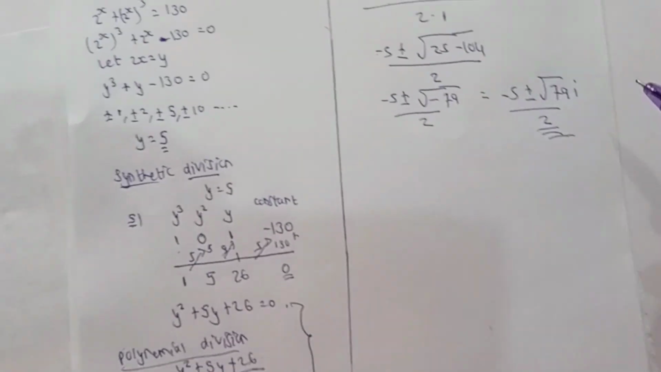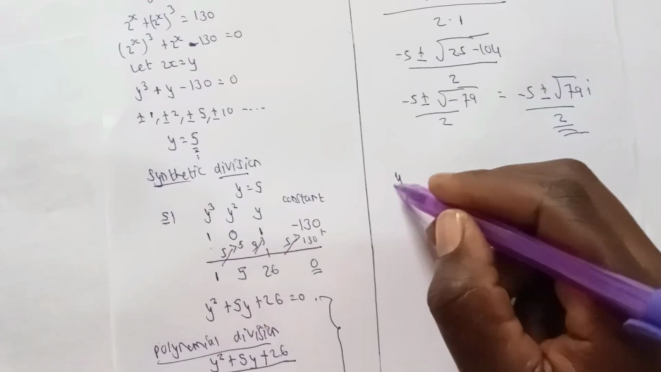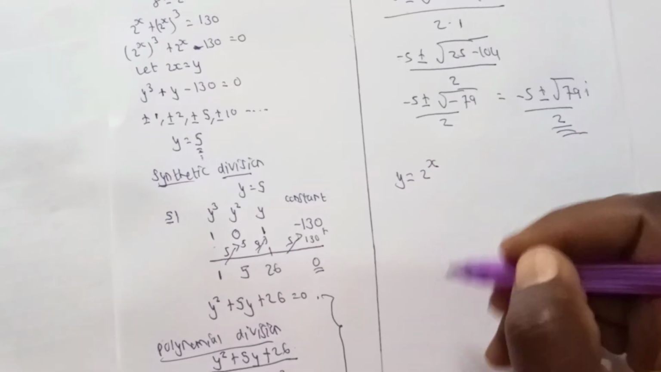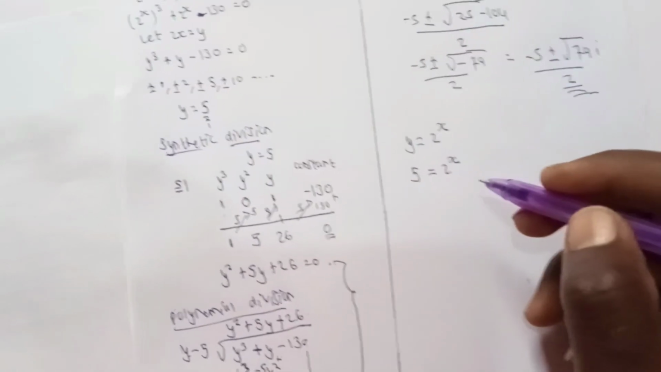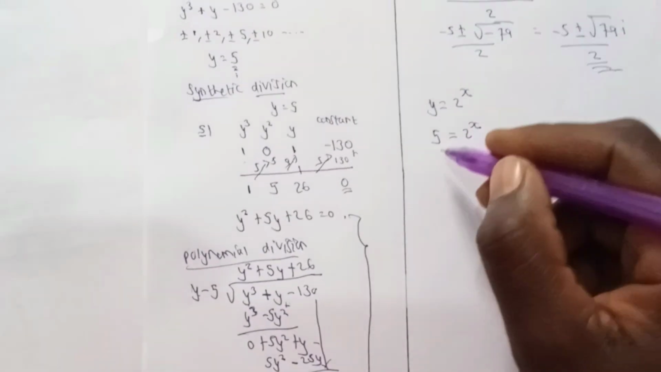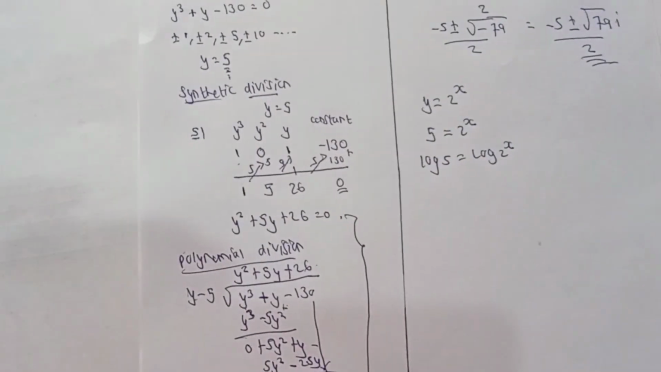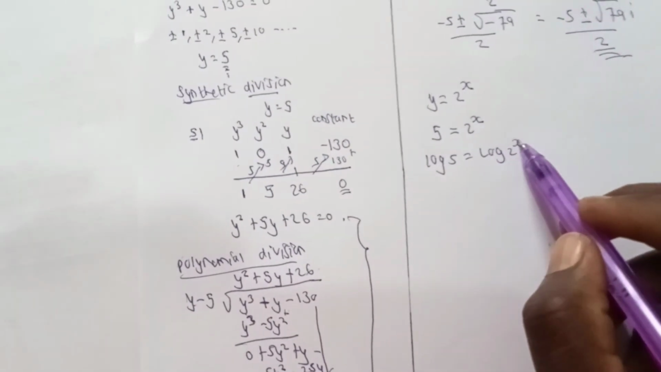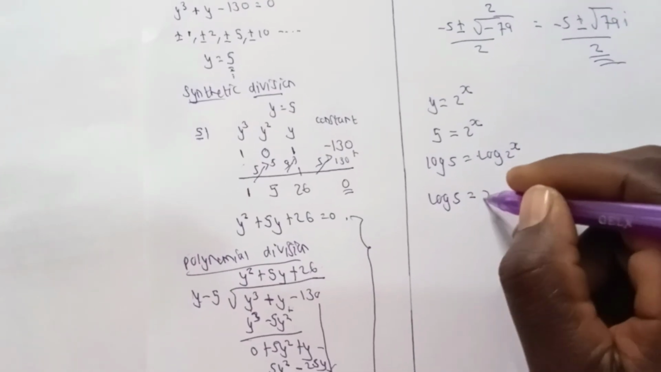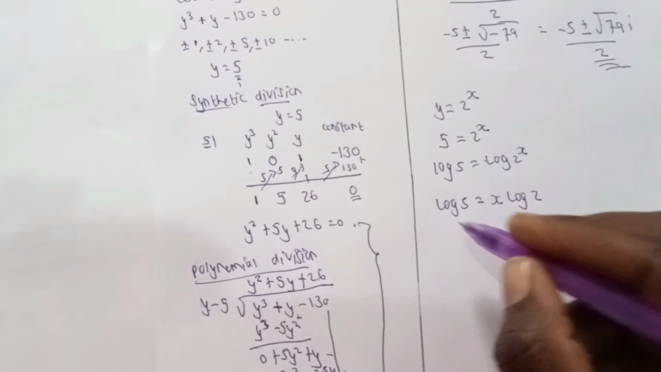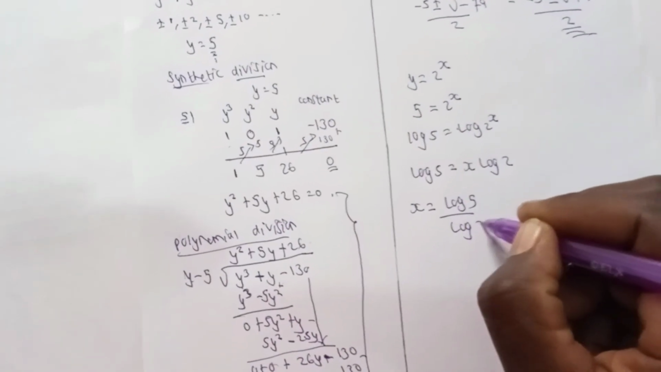So our correct value of y was the one that we had gotten here. It was 5. But we know that y = 2^x. So replacing y with the value of y, it will be 5 = 2^x. So when you reach this particular point, we can introduce the log, so that it will be log 5 = log 2^x. At this particular point, what further can we do? We know that any number raised to a power, we can bring it down such that it will be log 5 = x log 2. Thus, x is the same as log 5 over log 2.